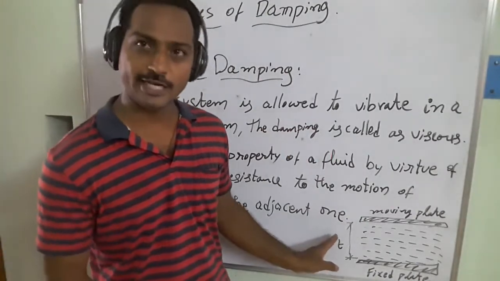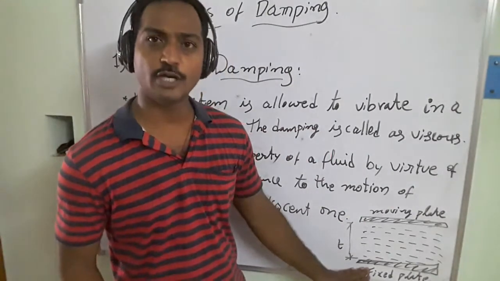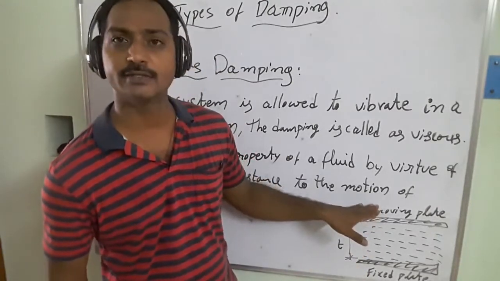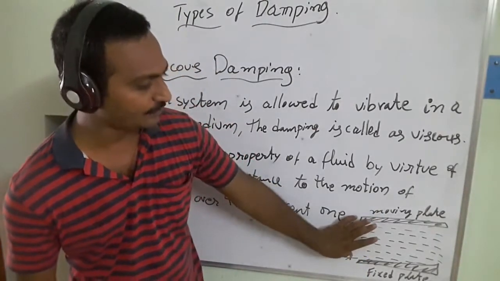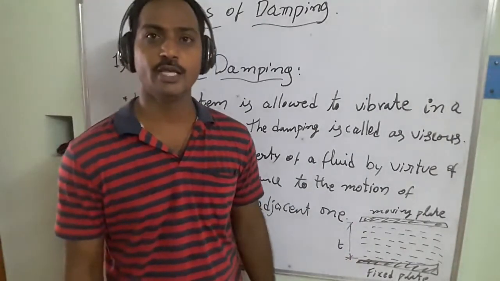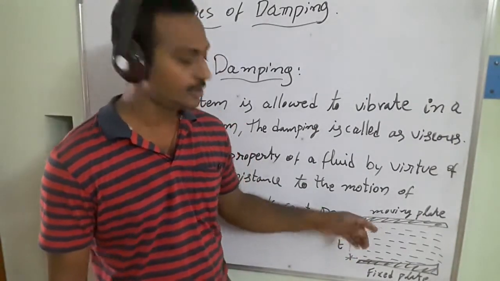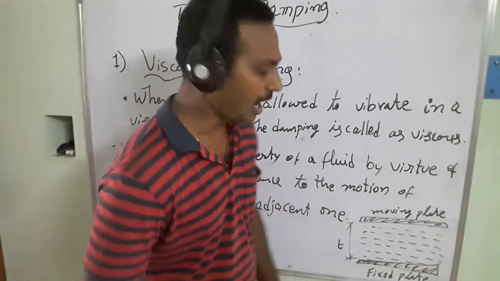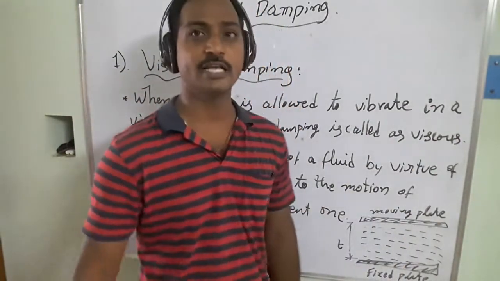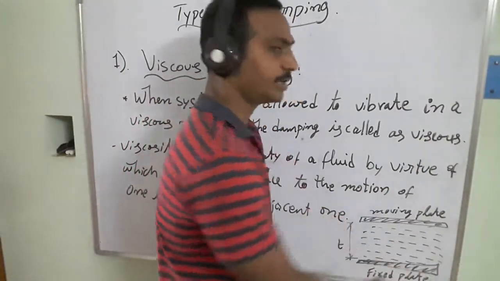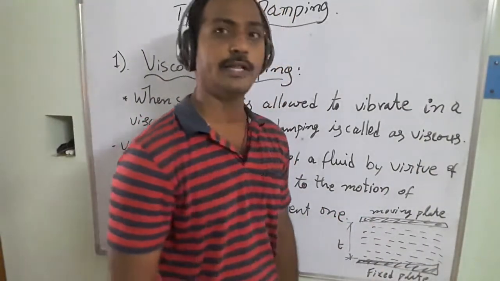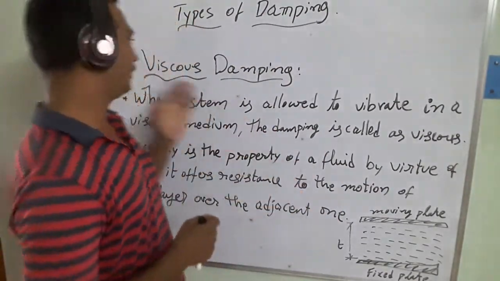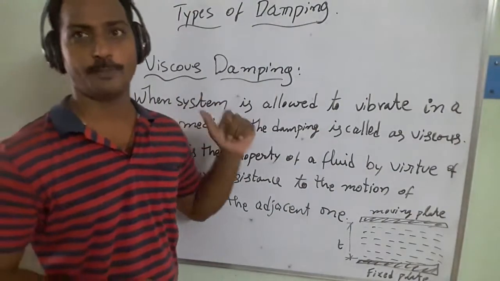It is a regular example we have. The bottom one is a fixed plate, and we have a fluid, and I have taken a moving plate, with a fluid film thickness of t. So what will happen in this case? When this body tries to move in the horizontal direction, or perpendicular in the downward direction, the fluid starts to displace along with it. Automatically that energy is absorbed by the system. This way the viscous damping is developed.